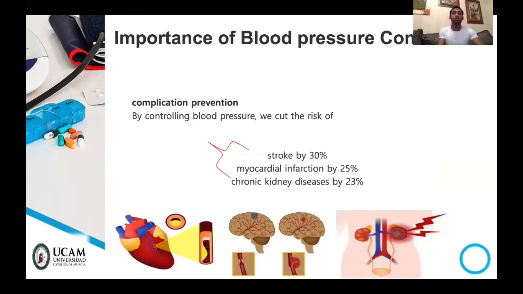Okay, next, the importance of blood pressure control. What is the importance of blood pressure control? It's complication prevention. By controlling blood pressure, we could cut the risk of our blood pressure going up. We could cut the risk of getting a stroke by 30%, myocardial infarction by 25%, or chronic kidney disease by 23%. So if we try to keep our blood pressure under control, we would reduce the risk of getting all these kinds of diseases, which will not help us in recovering and being better humans in our bodies. I hope you get me.